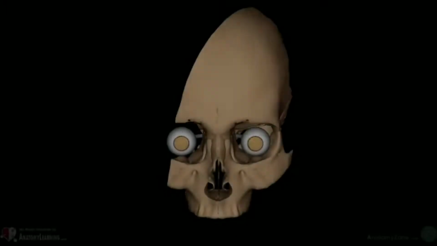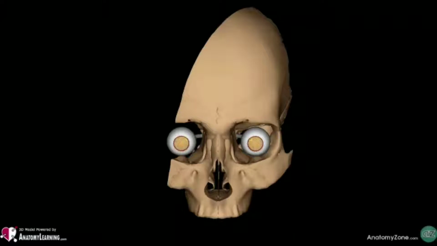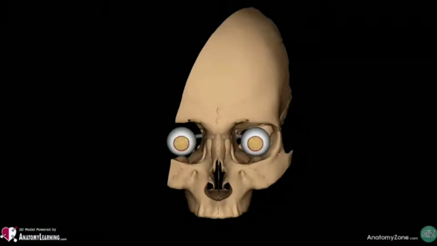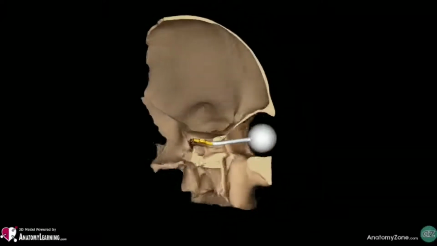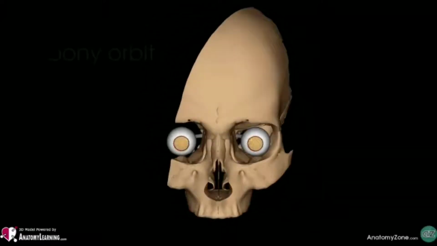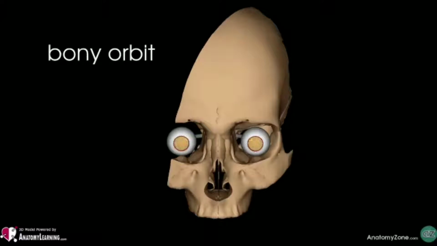Tutorial. The eyeball is a bilateral and spherical organ which houses the structures responsible for vision. It lies in a bony cavity within the facial skeleton, known as the bony orbit. Take a look at my previous tutorial to learn about the anatomical features of the bony orbit.